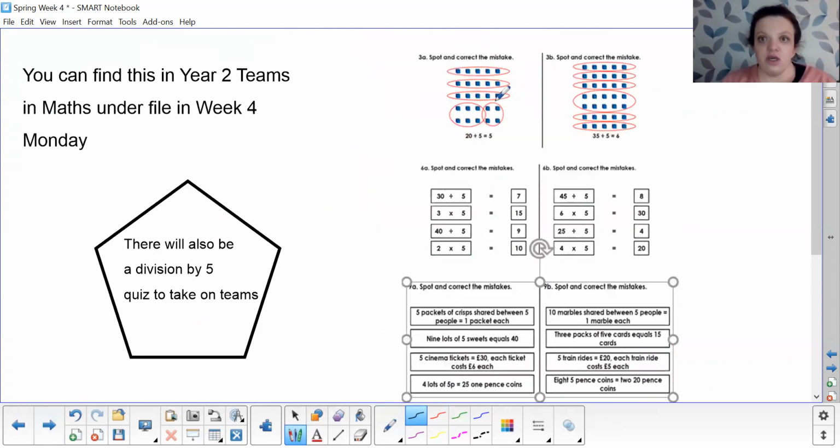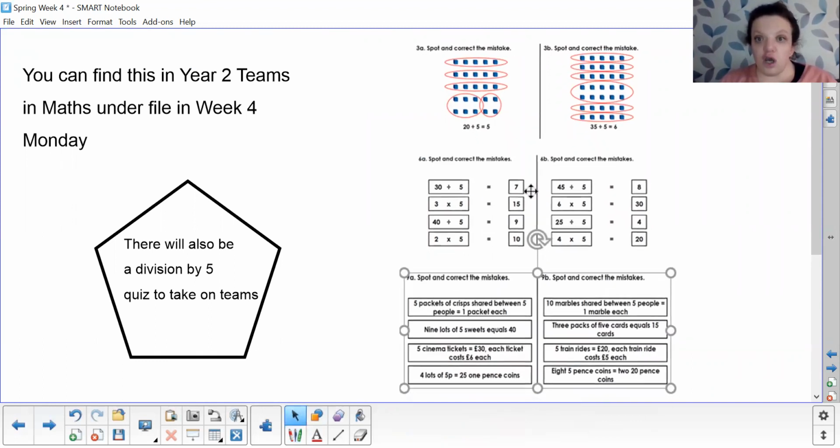Also in that folder, you will find a stretch challenge, where you've got to go through and spot the mistakes and work out where the answers have gone wrong, where it doesn't quite work out, and then you've got to edit it and make it make sense and make it correct. And again, you'll find that in the same folder.